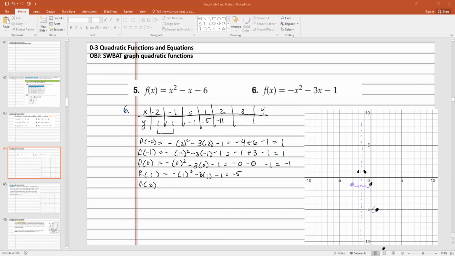This one is 2.5. So 0.5, 1.5, 2.5. And same thing over here: 0.5, 1.5, 2.5, 3.5. And that's it. So connect the dots there, the vertexes above, and that's it.